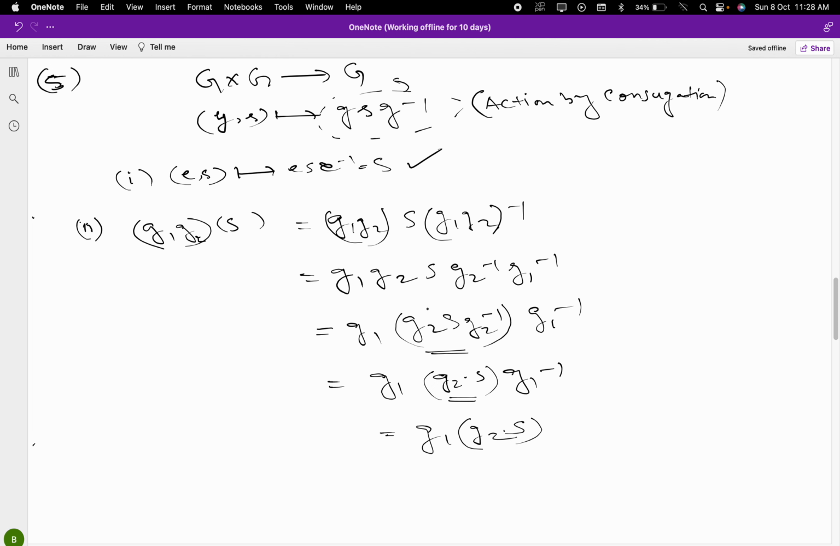The actual motive is here. You have to take this to be this, right? And G2 of S, by definition, you take this an element of another element, and G1 of G2 of S. So the second property is also satisfied, right? So this is an action, and this action is called action by conjugation, right?